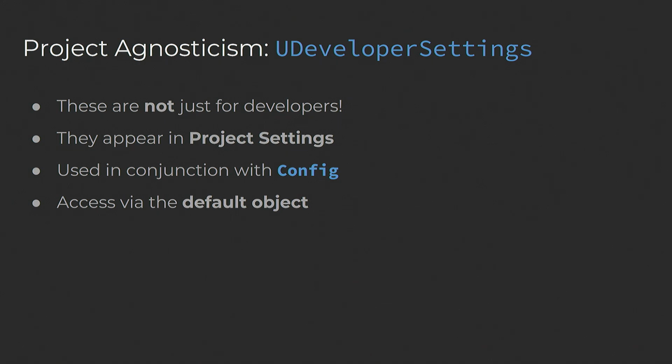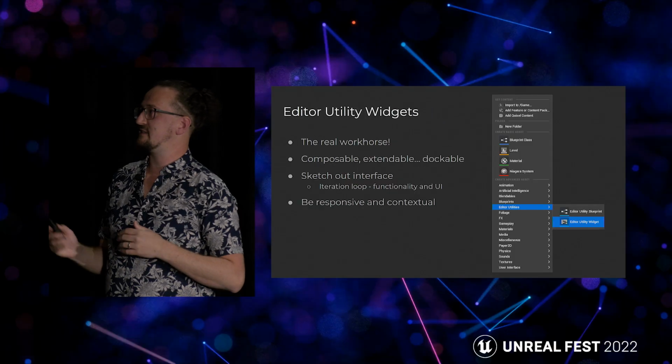Something that you can't do in Blueprint that you can do in Angelscript and C++, and I find this really useful for making project-agnostic tools, is there's a class called UDeveloperSettings. You probably used it. I think the name is a little bit misleading because you can use them anywhere. It's not just for developers. They appear in the project settings of the editor, and you basically specify properties as being configurable properties, and then they just show up in the settings. People can set them to whatever. And I will show you how we use that in a bit.